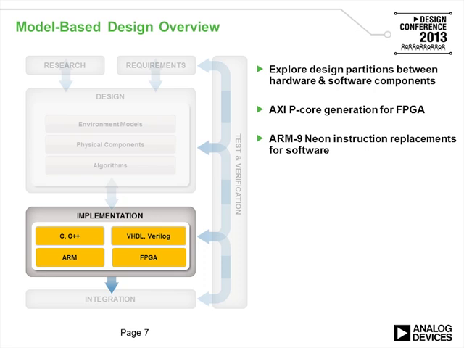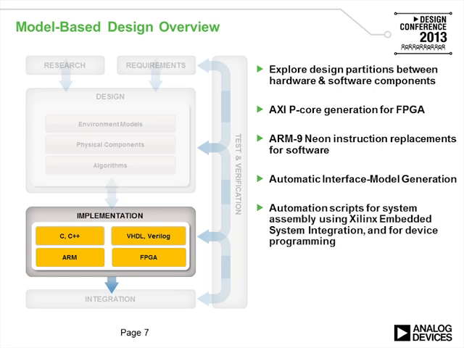For improved firmware performance, generic C code can be replaced by ARM9 Neon instructions automatically. For a Zynq workflow, we can automatically generate an interface model that allows the ARM processor to communicate with the FPGA. HDL Coder supports automation scripts for system assembly in Xilinx Platform Studio, BitGen, and for device programming.